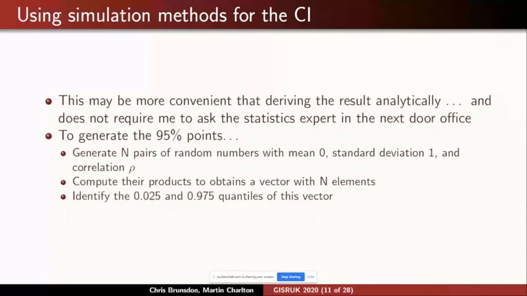So to generate the 95% quantiles, we need to generate pairs of random numbers. I'll talk about n in a moment, with a mean of 0, a standard deviation of 1, and a correlation of rho. So they correspond to random z-scores. Then we compute the product of each pair of those to obtain a vector of n elements. Then you identify the 0.025 and 0.975 quantiles of the vector, and that gives you your 95% percentage points.